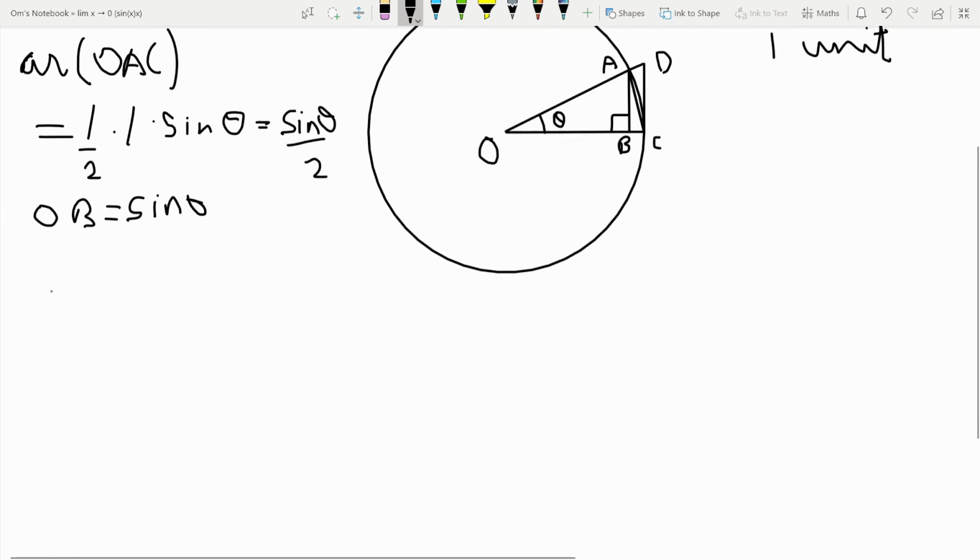Now our second area is the area of the arc OAC. Alright, so I'll write OAC over here. Okay, OAC. And note that I should have written triangle over here, just triangle to denote the fact that it's a triangle, and this thing over here to denote the fact that it is in fact an arc. So the area of that would actually be r square theta by 2.